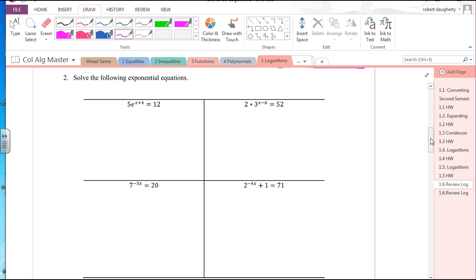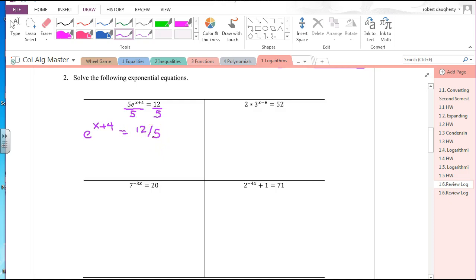Solving an exponential equation using your calculator. What we want in this particular case is to take the log of both sides. So first I want to get an exponential on one side all by itself and then take the appropriate logarithm. In this first one, if I divide by 5 on both sides of the equation, I get e to the x plus 4 equal 12/5.